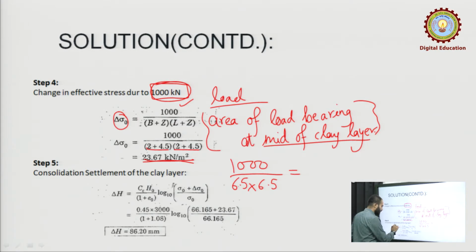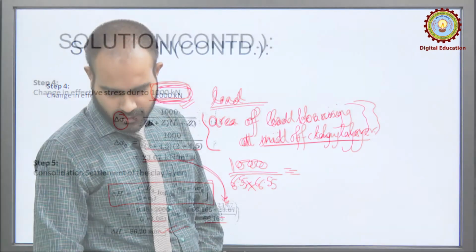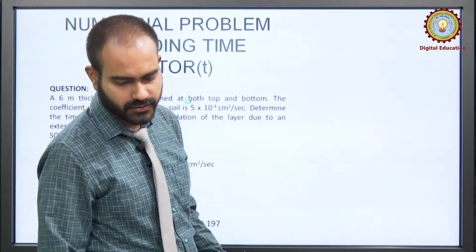Then finally I already told you that this formula will be used. Just put in the value, you have all the values now. This we have already calculated, this is from here only. H naught you know is 3 meter, which is converted to millimeter here. E you know, calculate to get the answer in millimeter, which is 86.2. This is the final settlement due to this incremental load. Now let us move to the next question.